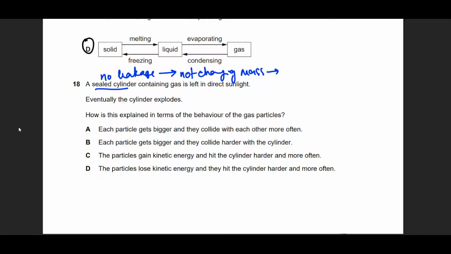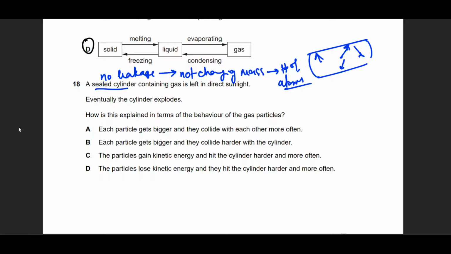Because we understand that inside a cylinder, when the gas molecules are colliding with the walls of the container, the number of atoms matters. If the number of atoms is less in quantity, then the pressure will be low. So no leakage means no change in mass, which means that the number of atoms is not going to change, at least for this question. So everything is going to come down to their motion. You have to think about its movement, not about the number of particles at a given moment.